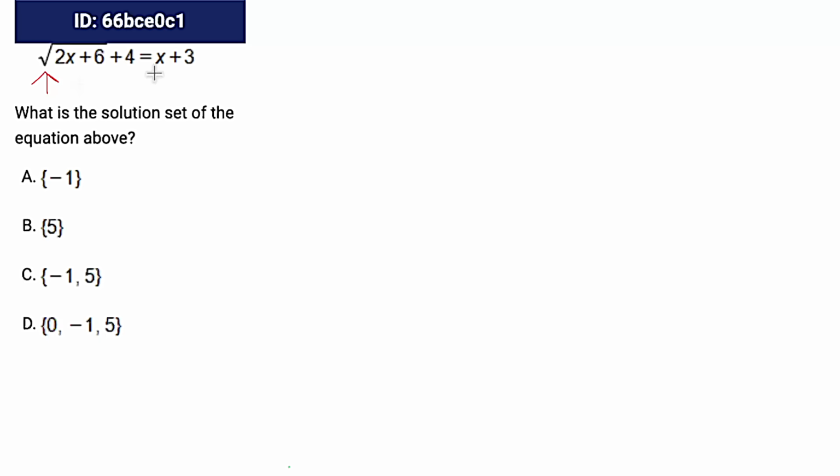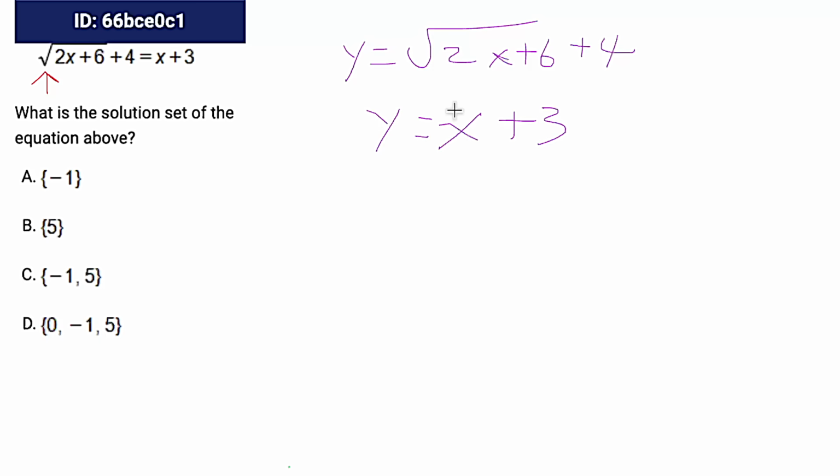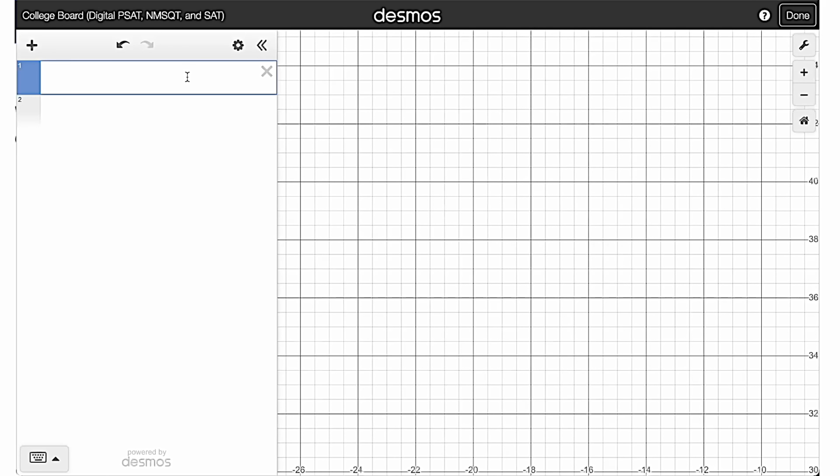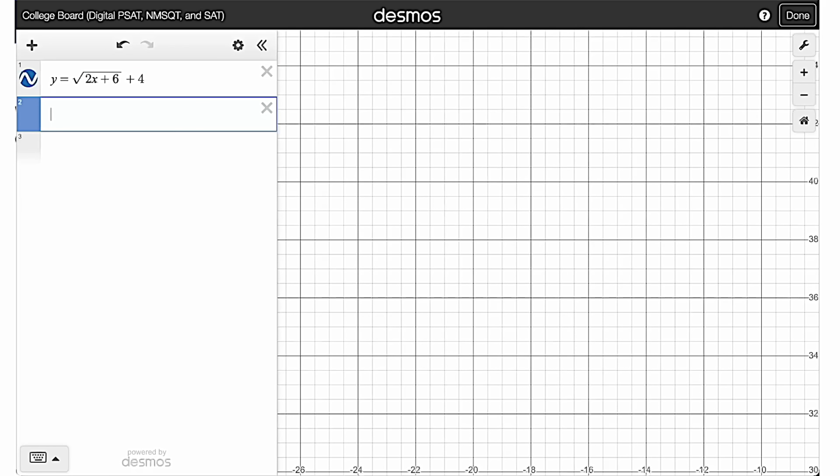Anyway, just remember what I said. We're going to say y equals the left side. In this case, square root of 2x plus 6. At least this time they're using x, so we don't have to change it. Plus 4. And then the other one would be y equals the right side, x plus 3. So that's what we're going to put into Desmos. So again, y equals, and remember SQRT for square root, 2x plus 6. If you hit the right arrow, boom, then you can just say plus 4 to get out of your little root there. And then the other one, oh yeah, down arrow, by the way.